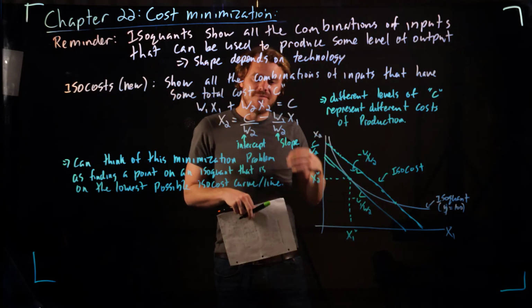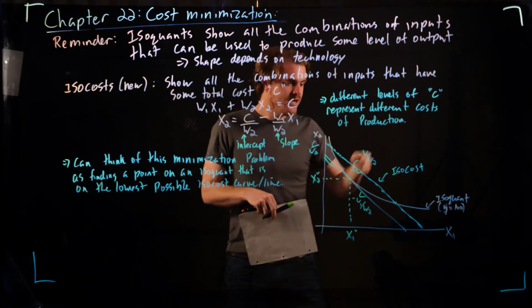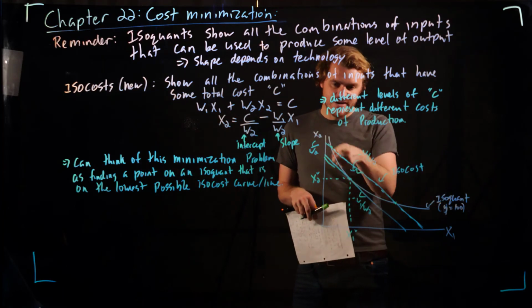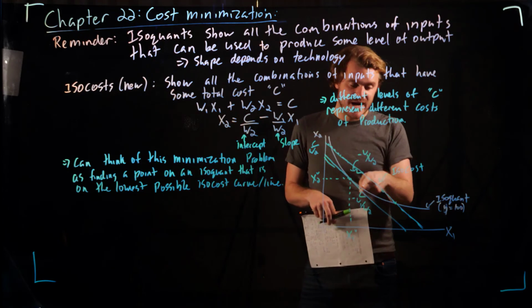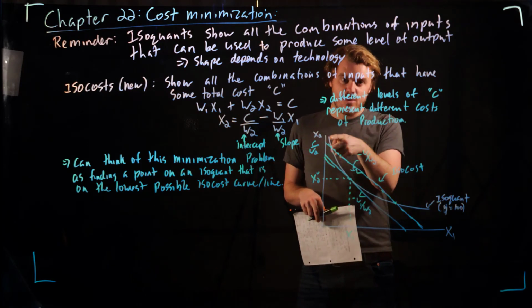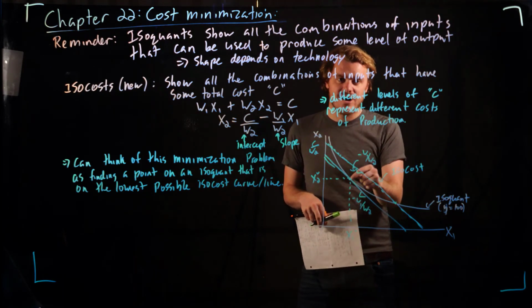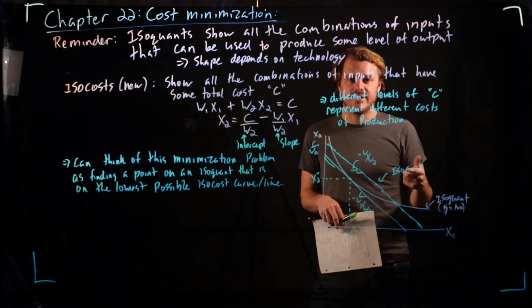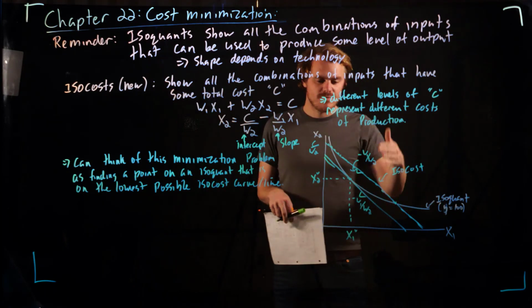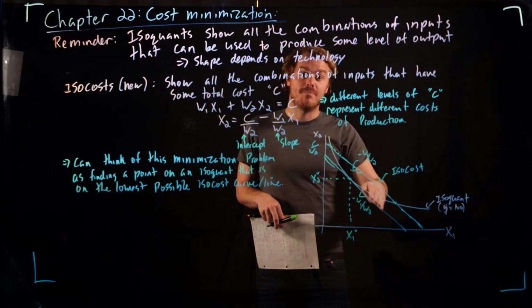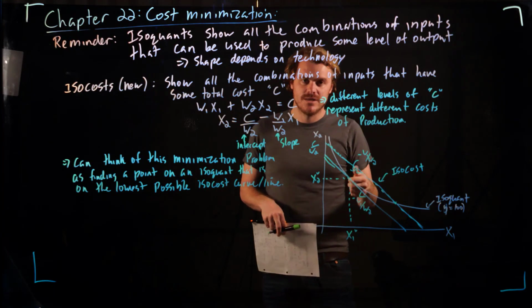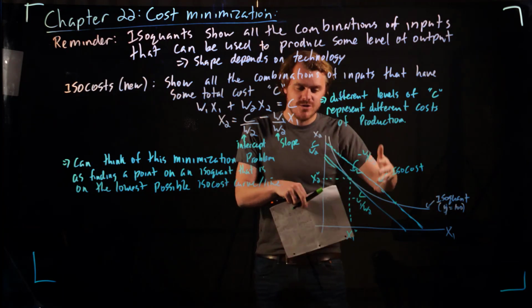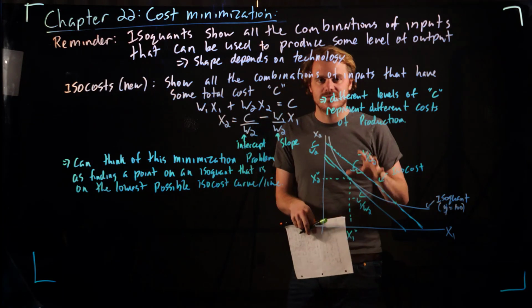There is a fundamental difference here, though. We're constrained by the technology of these isoquants, and we want to pick the lowest isocost line possible. That's a bit different than consumer theory, because remember, we are constrained by our budget constraint there, and we want to be on the highest indifference curve possible. So it's a little bit different, but you can see the similarities between these two types of problems.